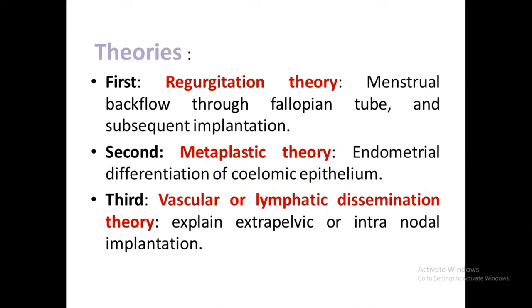The third theory can explain the presence of extrapelvic or intranodal implantation. It is the vascular or lymphatic dissemination theory. There is detachment of pieces of endometrial tissue from the endometrium, and these pieces can attach to blood vessels or lymphatic vessels and go to another site away from the endometrium.